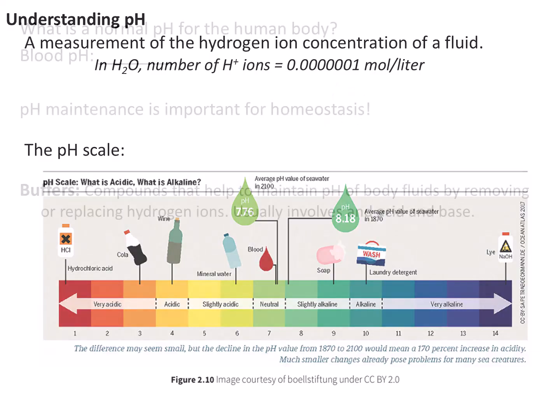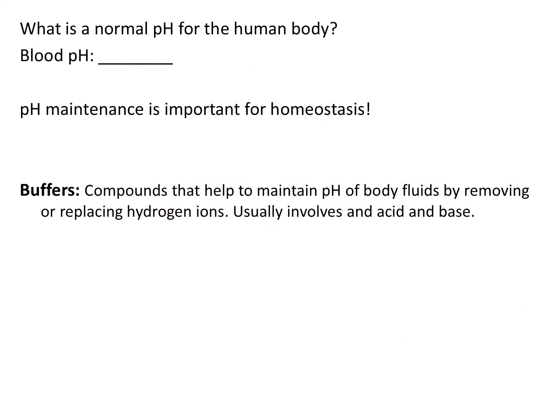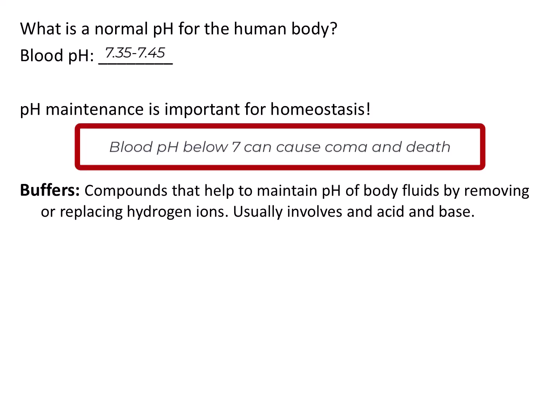So what is a normal blood pH? It is 7.35 to 7.45. pH maintenance is really important for homeostasis. We will learn a lot more about exactly how your body maintains pH in A&P2. For now, let's just talk about what a buffer is and what it does.